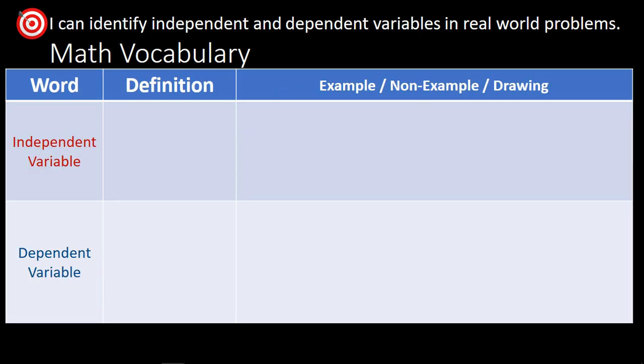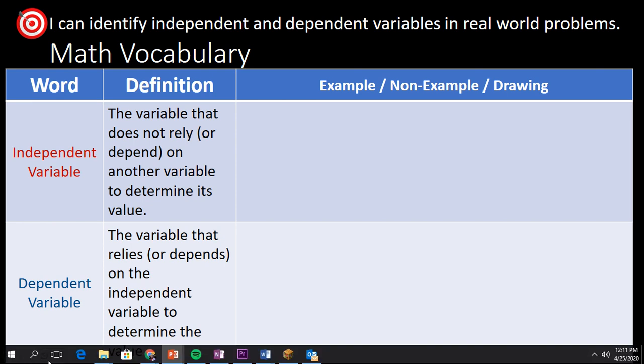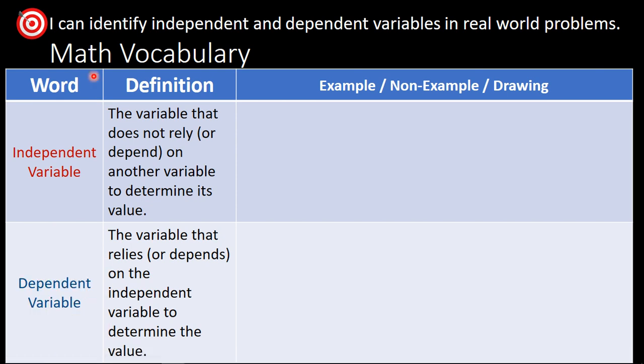However, let's get the actual definition. So now we're going to talk about independent variable and dependent variable. So we're not just saying independent and dependent. We're going to talk about the actual variable part. So we have independent variable, okay? The variable that does not rely or depend on another variable to determine its value. So it doesn't rely on anything else. It's all by itself. It doesn't need something else to be put into the equation to determine what its value is. We can just tell it what its value is because it's independent.